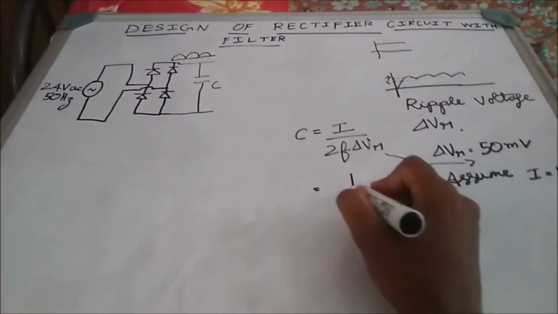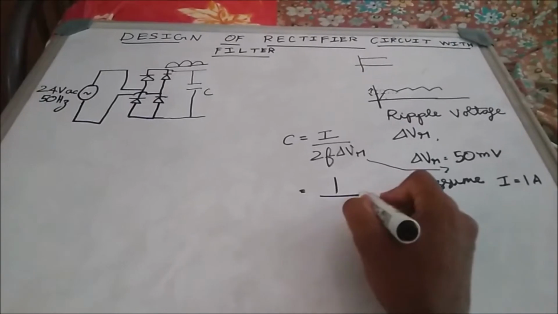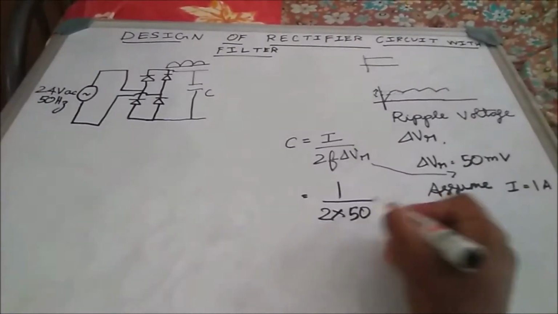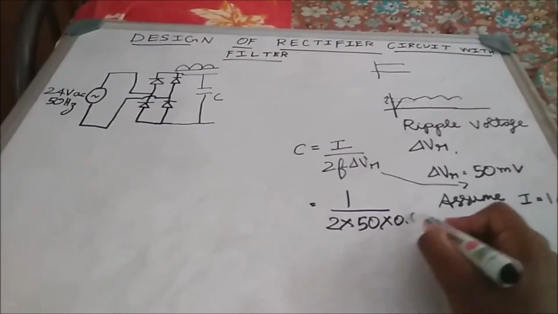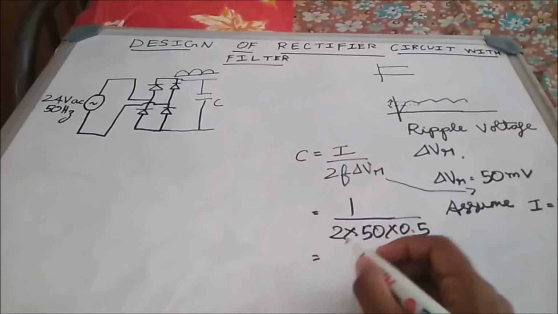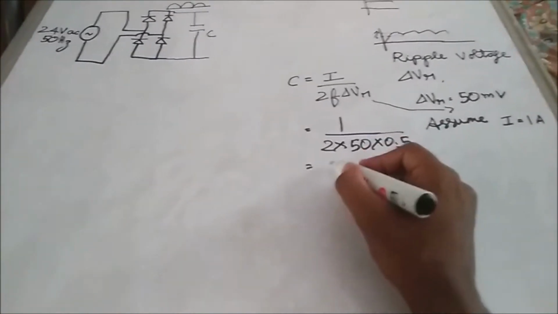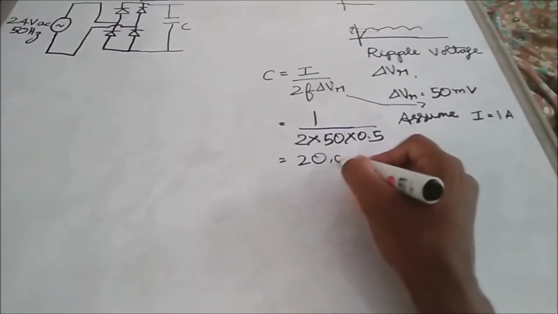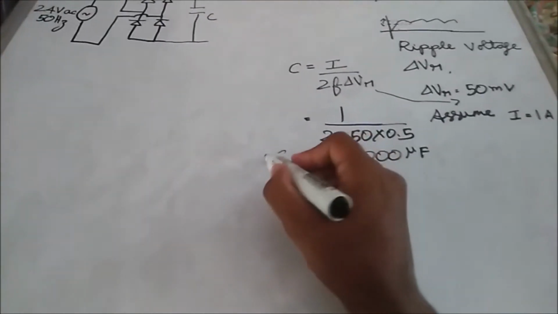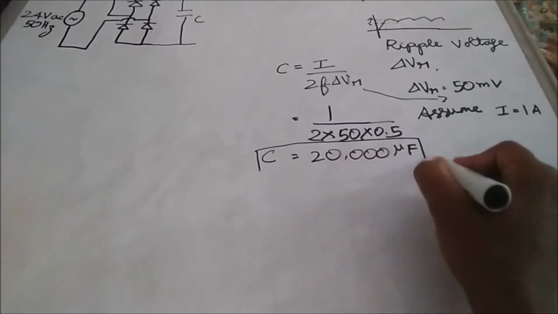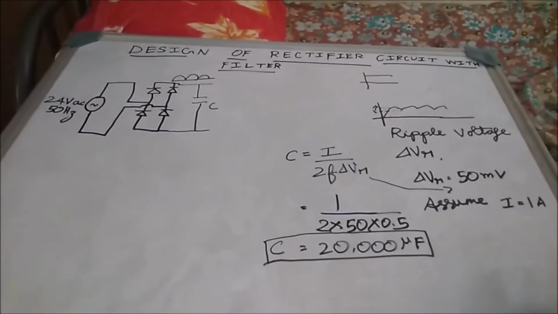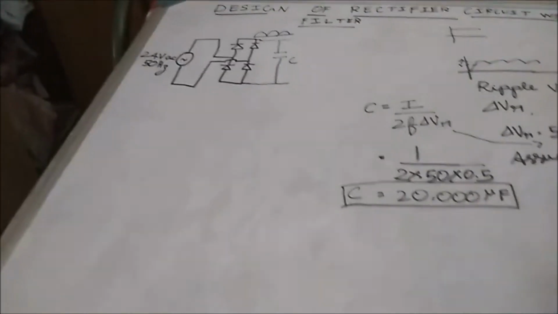We have load current, that is 1 amp. 1 divided by 2 into supply frequency 50 Hertz into 0.05, 50 millivolt or 0.05, both are the same. Finally we end up getting 20,000 microfarad. That is the value of capacitance we have calculated right now.